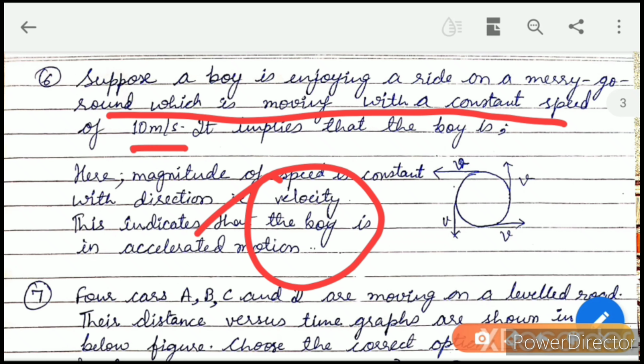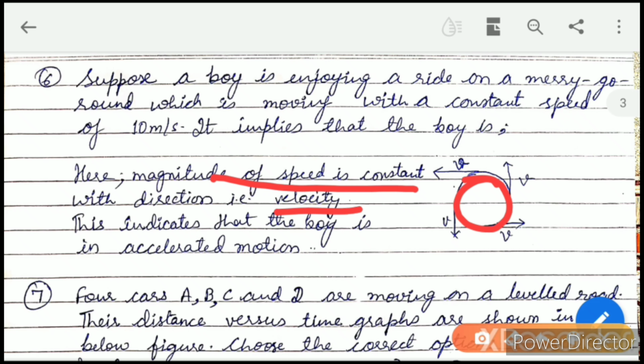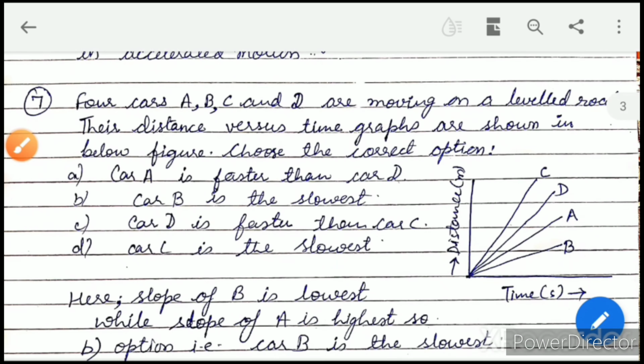It implies that, now here we can understand from this is the merry-go-round and the speed is constant. Here we see that the magnitude of speed is always constant, and speed along with the direction is known as velocity. This indicates that the boy is in accelerated motion, because the direction of velocity keeps changing, so the boy will be moving along accelerated motion. Now come to the next question.